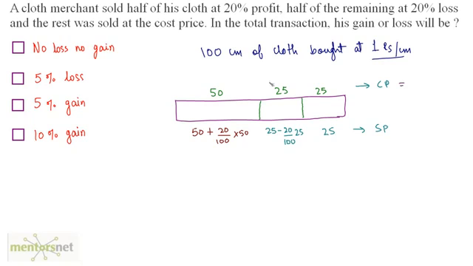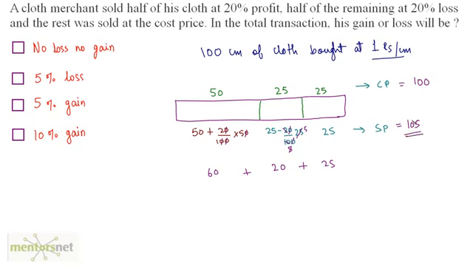Remember, this is cost price and this is selling price. So the total cost price is 50 plus 25 plus 25, which is 100. And the selling price is basically, let us calculate this out. 50 plus 20% of 50 is, we can just cancel these zeros. So 50 plus 10, which is 60. This is 25 minus 20 by 25. So again cancelling out zeros. 2 5s are 10 and 5 5s are 25. So 25 minus 5 is 20 and this is 25. So the selling price is equal to 60 plus 20 plus 25. So 60 plus 20 is 80 plus 25 is 105.